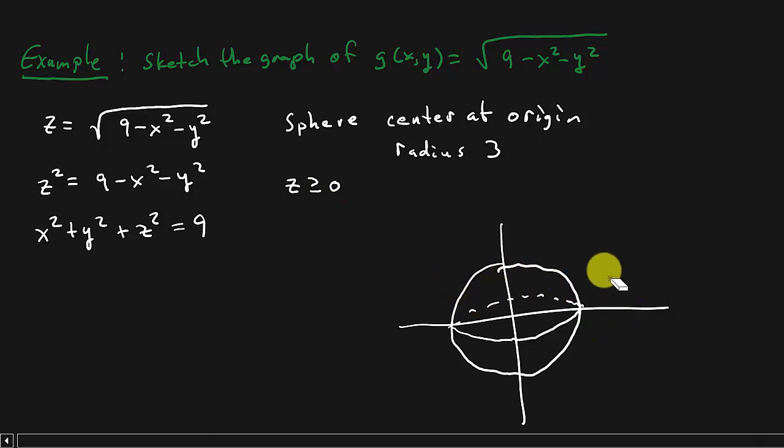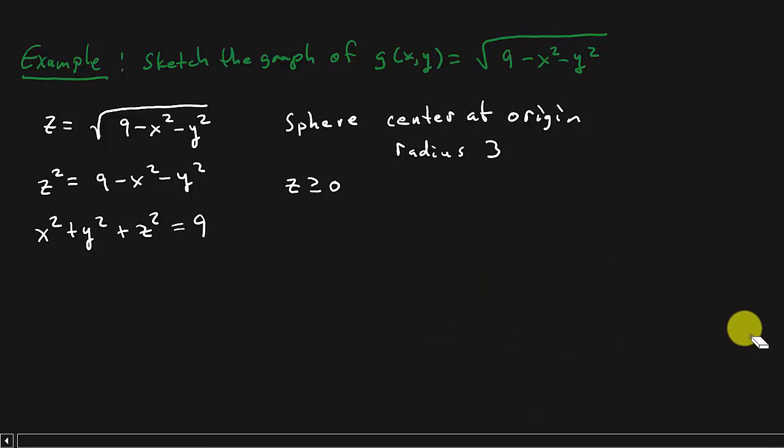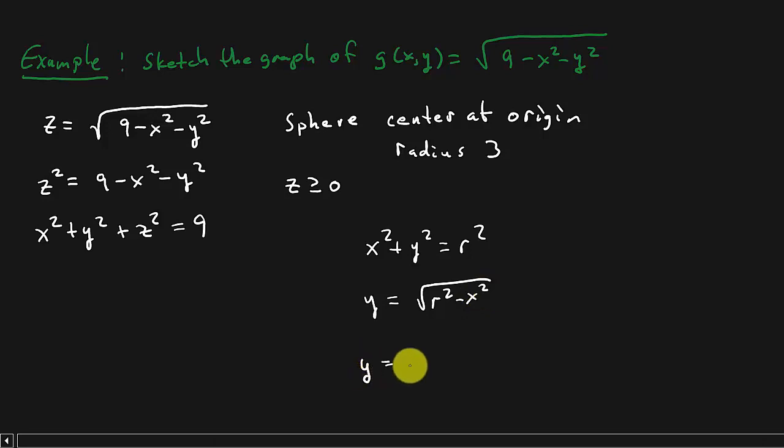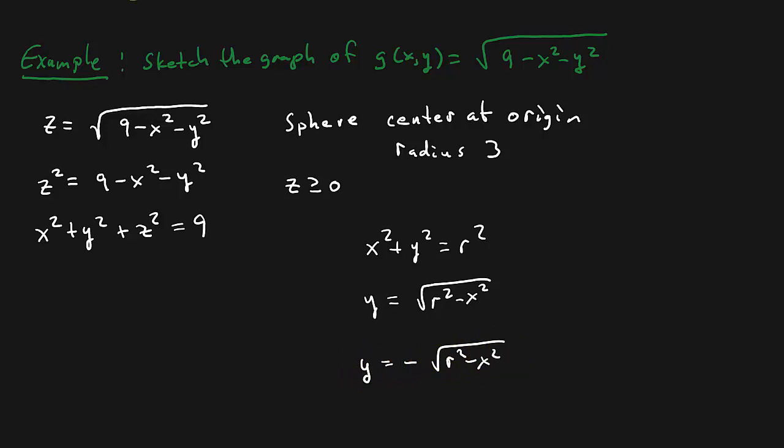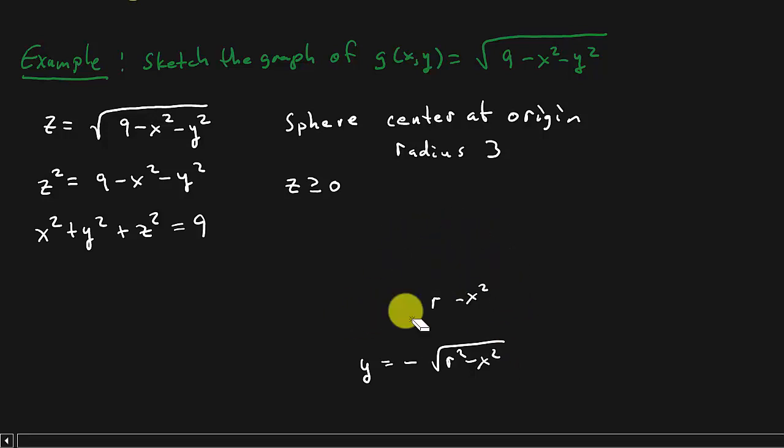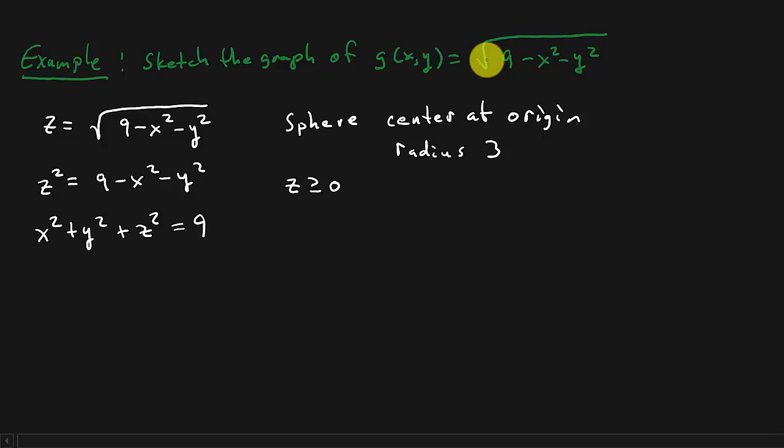It's kind of like a circle. Remember when you had a circle, say x squared plus y squared equals r squared, and you said y is equal to the square root of r squared minus x squared? That was a semicircle, the top half. And if you had y equals negative square root of r squared minus x squared, that would have been the bottom half. Well, we know that z is greater than or equal to 0 because we have a positive square root here. So of the sphere, we only have the top half.